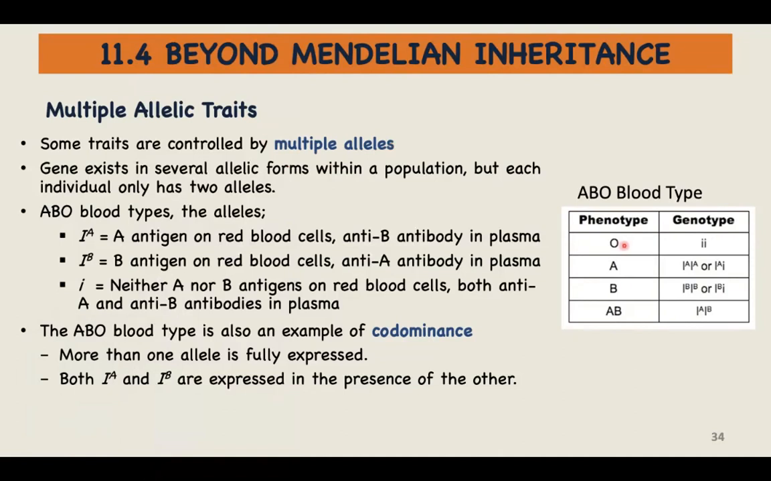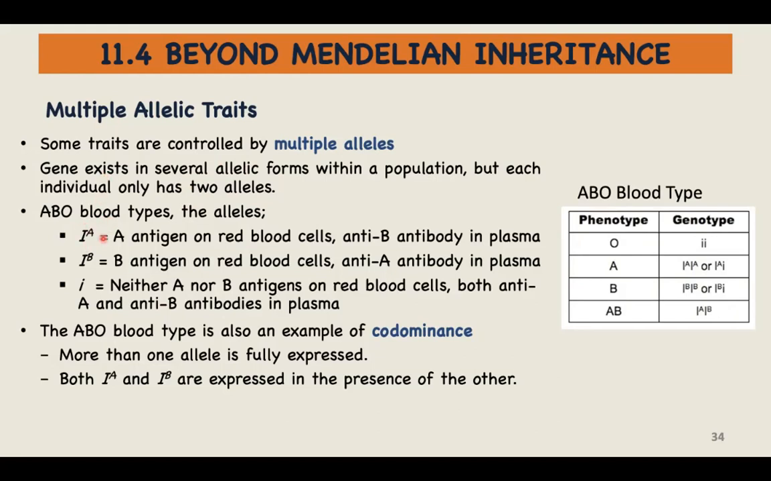For example, in blood we have O, we have A, we have B, and we also have AB. The genes exist in several allelic forms within a population, but each individual has only two alleles. They still maintain two alleles in this multiple allelic trait, only the variation is many. Before this, in a dihybrid cross we had two traits, two alleles. Here we have more than two alleles. Previously, for example, T for tall: big T is tall, small t is short. But for blood we have a few more, which is multiple alleles.